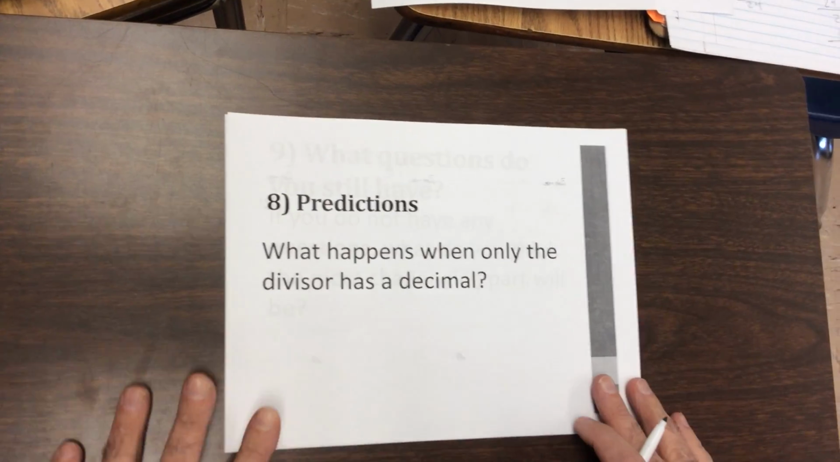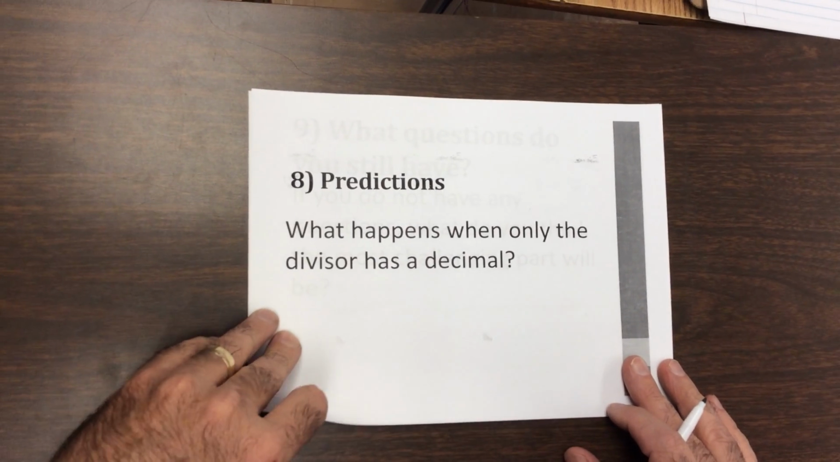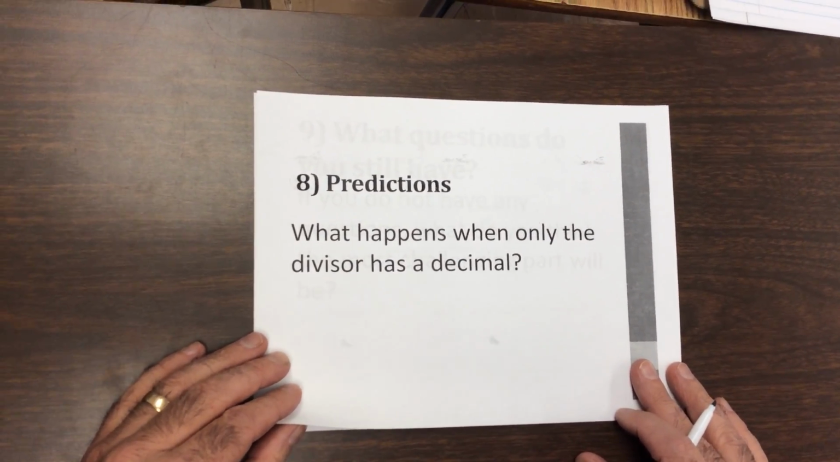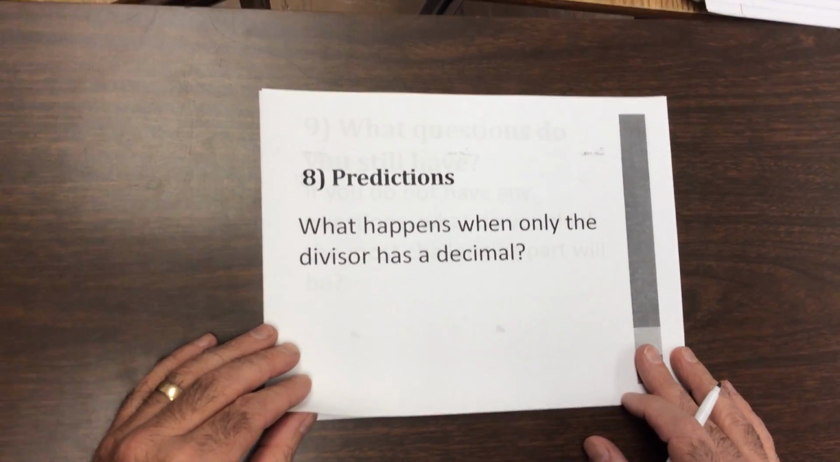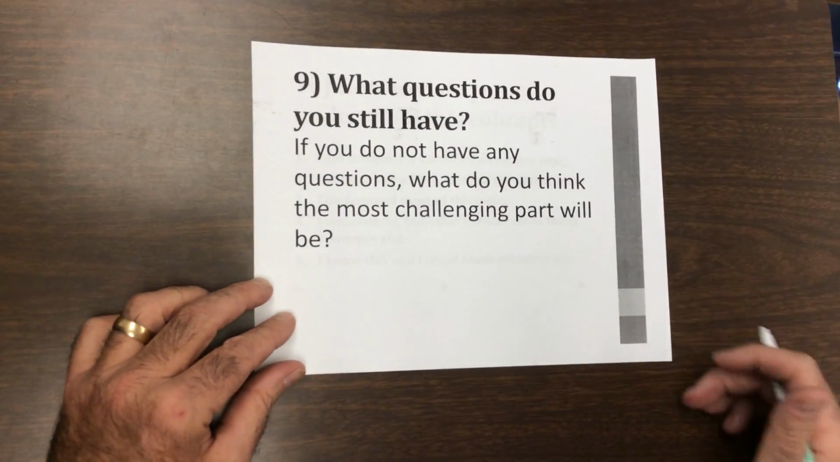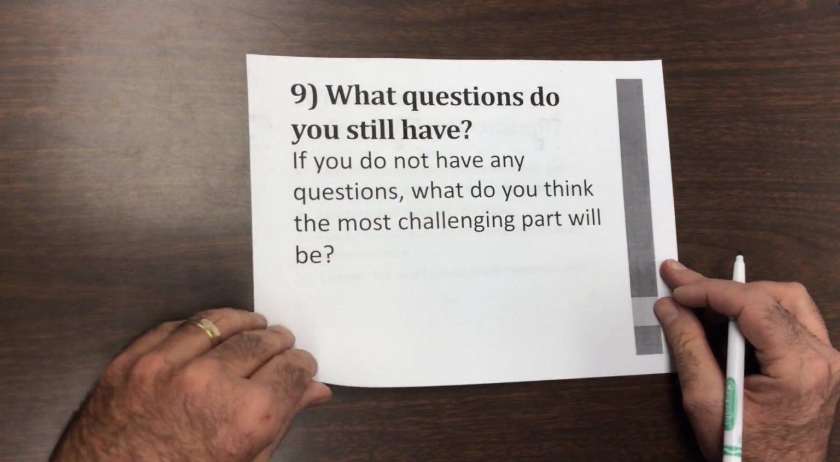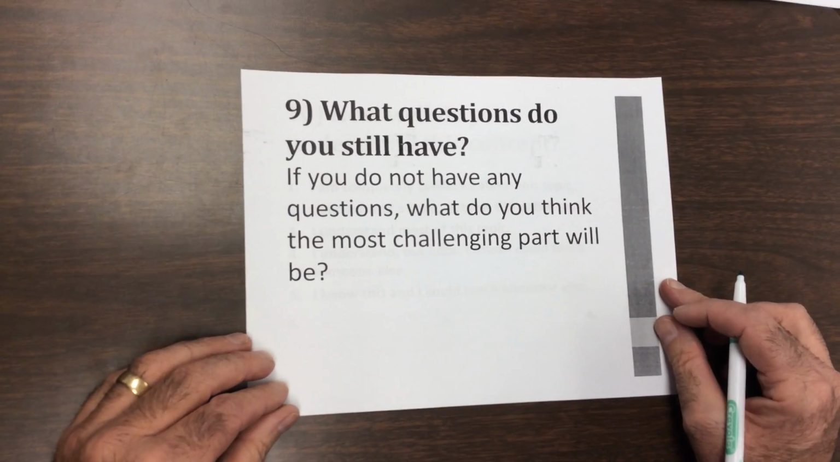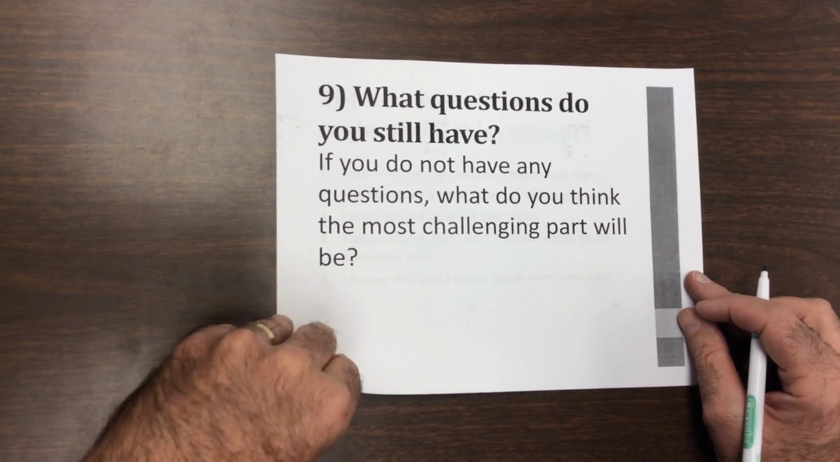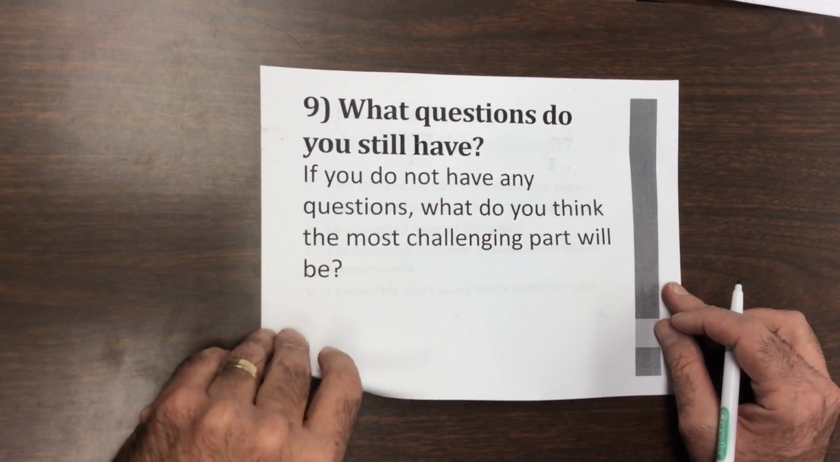Okay, predictions. What happens when only the divisor has a decimal? Go ahead and write that down. Number 9, what questions do you still have? If you do not have any questions, what do you think the most challenging part will be when we actually work on this in class tomorrow?